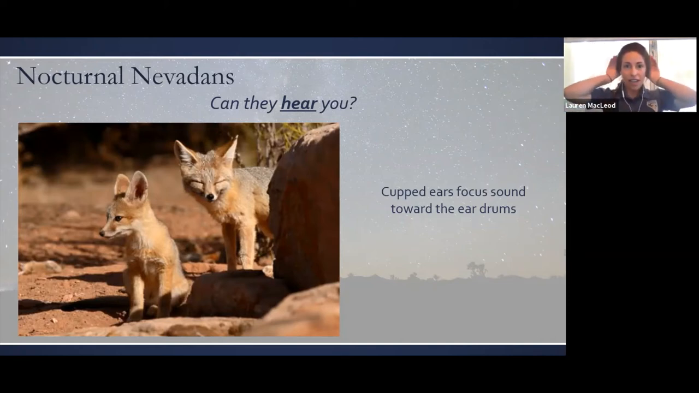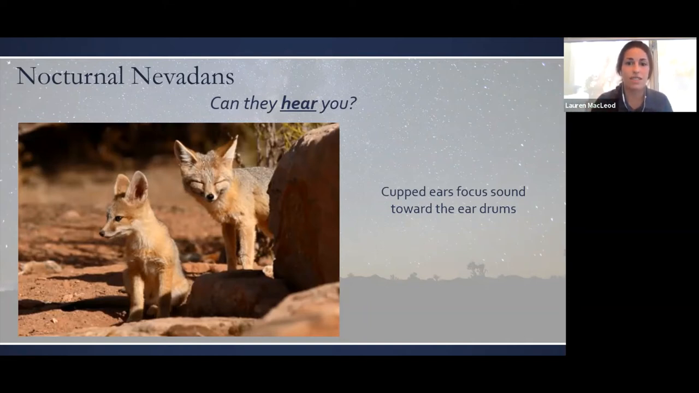Cup your hands like this, and put them behind your ears. And now if you listen to your talking computer, you'll notice the sound might be a little bit more amplified. So you might be able to hear this a little bit better. Whereas if you turn your head and try to listen, you might notice that the sound isn't as directional. So it's a really good way for these animals to be able to kind of hone in specific directions to listen to their surroundings.